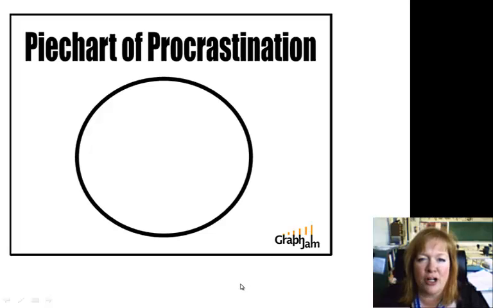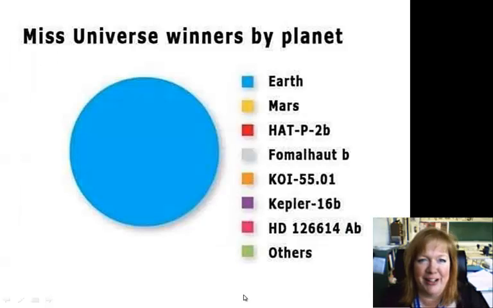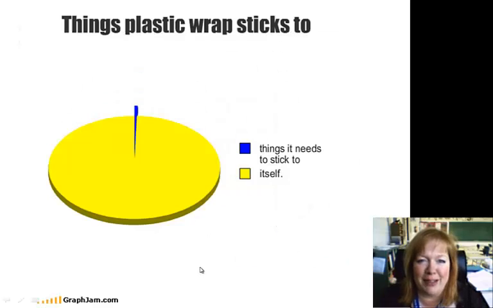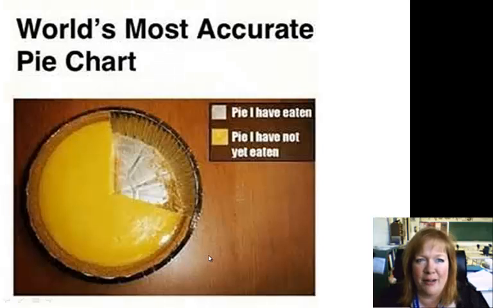Here's the pie chart of procrastination. If you notice, there's nothing in there. And then Miss Universe winners by planet. So you can see here's all the planets and where all the Miss Universe people have won from. All right, and what things that plastic wrap sticks to. So you can see it sticks mainly to itself. And the world's most accurate pie chart is the pie that I ate right there and the pie that I have not yet eaten right there.